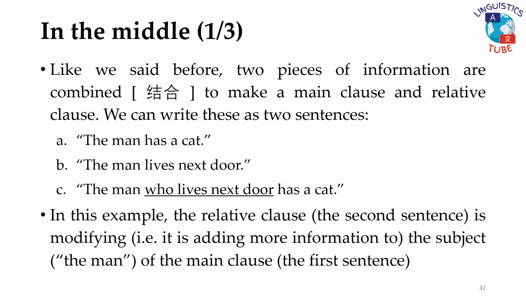Looking more broadly at this sentence, we can see that the relative clause, which was the second sentence, is modifying the subject of the main clause, which was the first sentence. By modify, I mean that the relative clause is adding more information to the subject of the main clause, which in this case is the man. The relative clause is underlined.